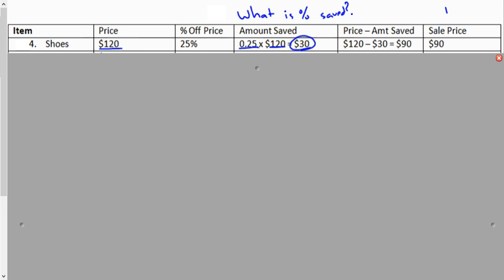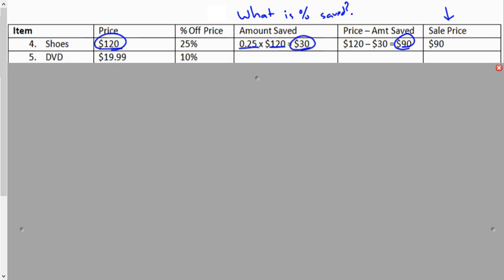But they want to know the sales price. Well, if we take this $30 off of the original $120, 120 minus 30, see right here in this column, I took this price and the answer I made and just subtracted them, we got $90. So our sales price was $90.